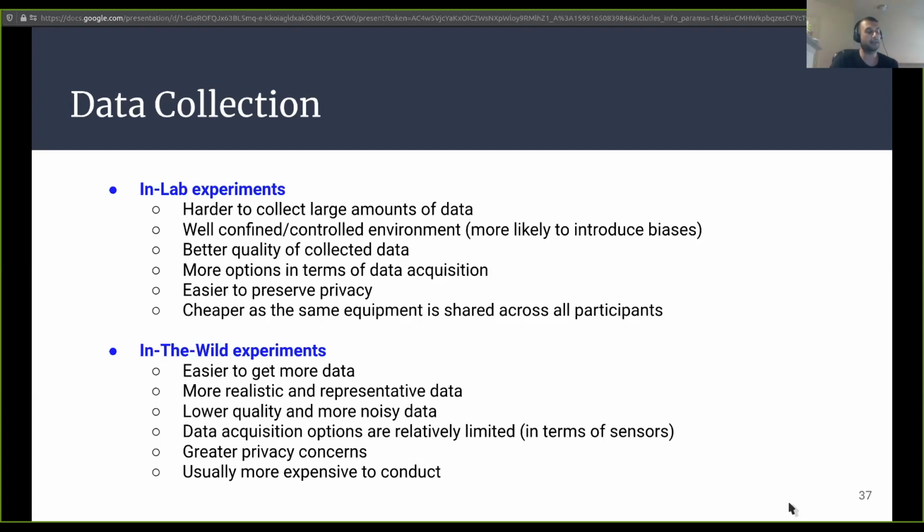And the data acquisition options are usually limited, as you have to go along with sensors and devices that are not obtrusive in their daily routines. There are greater privacy concerns on how this data is going to be processed and transferred to the units that are going to process it eventually. And it's usually more expensive, as more sensors usually need to be distributed to the different subjects. Devices break or get lost easier. Participants disappear, and you never see your equipment back, and several things like that.